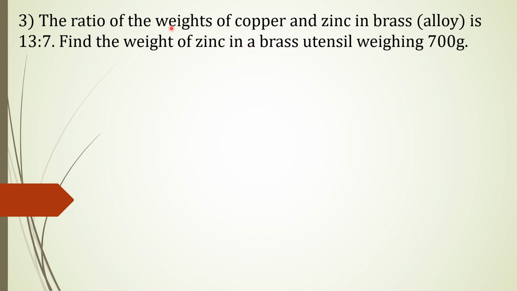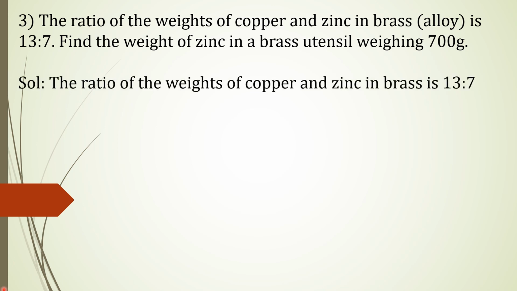Okay. Now the given thing is the ratio, that they have taken the weight of copper and zinc in that brass alloy is 13:7. Okay. Now you have to find the weight of the zinc. And it is said that the brass utensil which is made is weighing 700 gram. So as it is given in ratio, let's take a variable. The ratio of the weights of copper and zinc in the brass is 13:7.